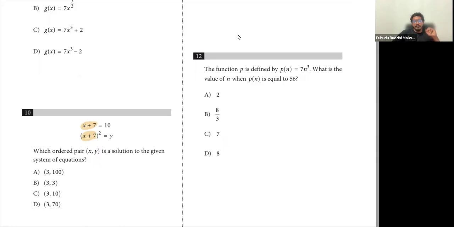So replace that part by 10, because that equals 10. So I can replace this yellow colored part by 10. 10, don't forget this square, equals y. That's the y value. So y equals 100. Then automatically you can pick the correct solution, this one. But even if you want to compute x, use the first one. Move 7 to the other side. X equals 3. So 3 comma 100.